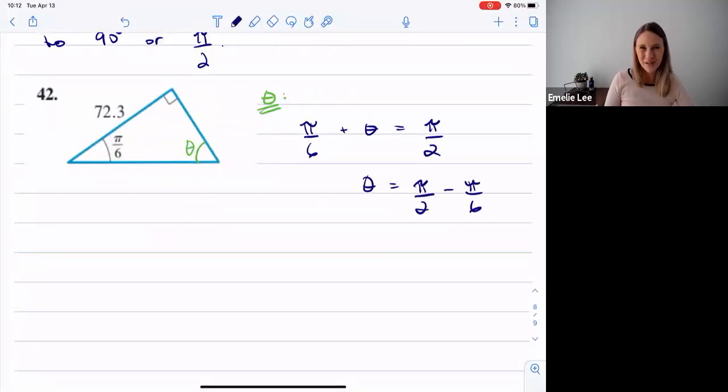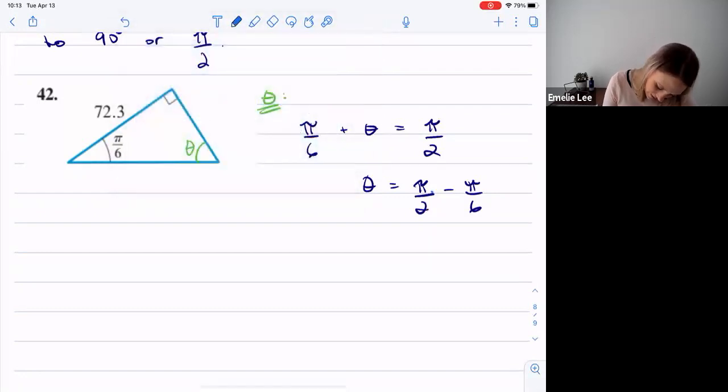A lot easier when you're working with degrees, right? 90 degrees minus 30 degrees, easy to find, right? But here we're working with fractions, and so, well, I need to force a common denominator here. I'm going to force it to be 6, right? Because then I can subtract this. So pi over 2 is the same as what? 3 pi over 6, right? 3 pi over 6, okay.